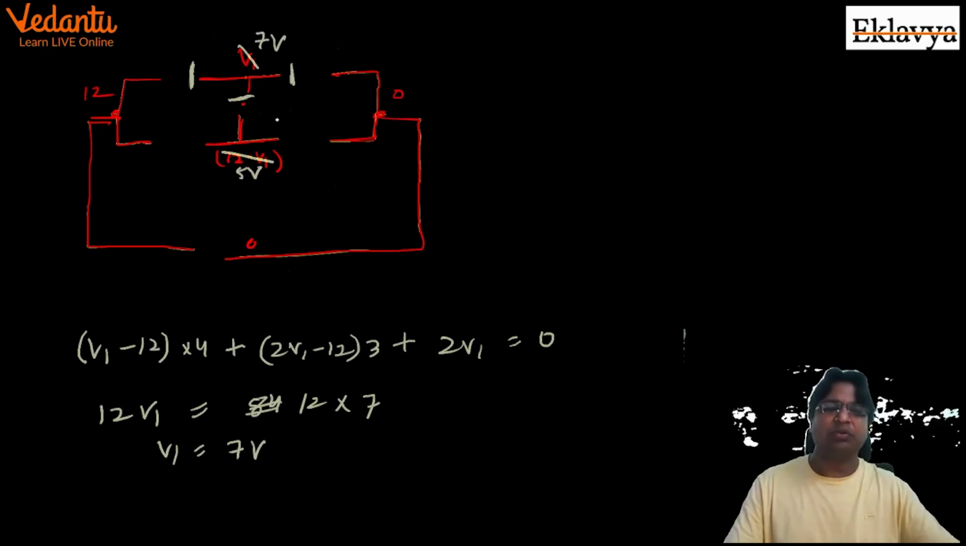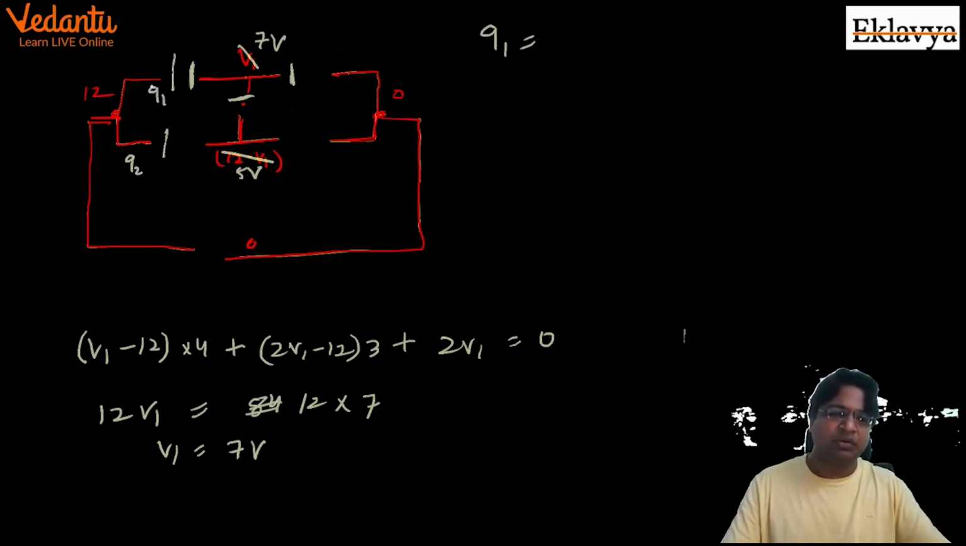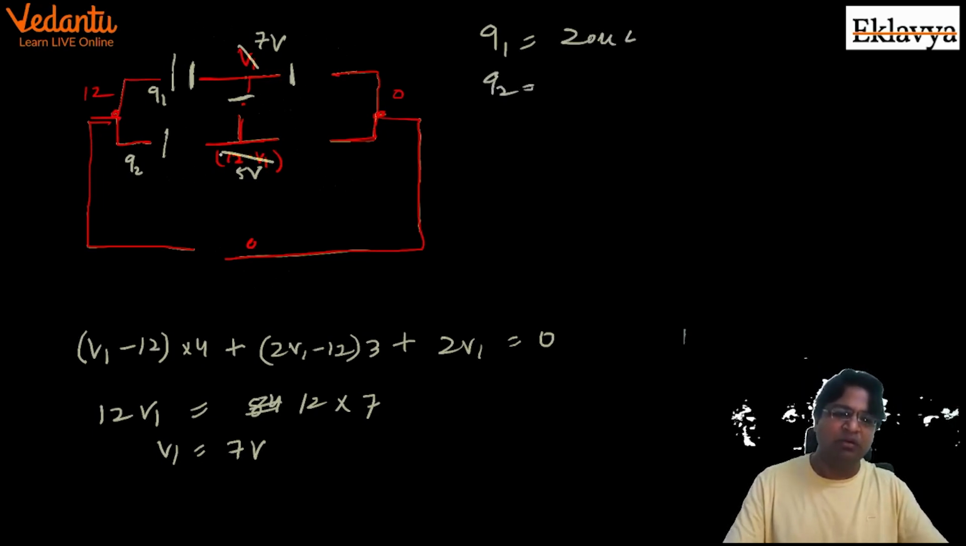Okay, now that you know the potentials here, you can calculate the charge on this capacitor, and you can calculate the charge on this capacitor. So Q1 would be equal to potential difference, that is 12 minus 7, 5 into 4. So that is 20 microcoulomb. Q2 will be equal to again 12 minus 5, 7 into 2, 14 microcoulomb.